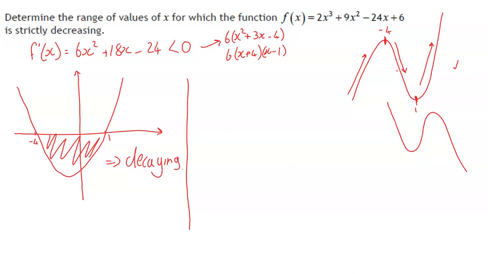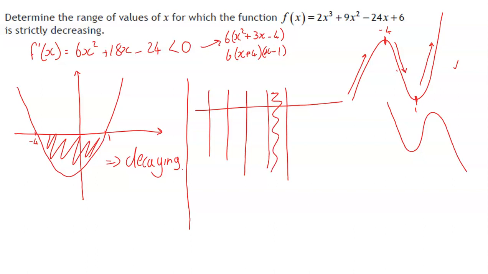Another way I could show it is by using a nature table. So you could imagine I've got my nature table here. Now normally we'd use this for turning points and calculating the nature of the turning points. Same idea here as well. So I've set up my nature table with my 2 turning points here. So I've got negative 4 and I've got 1. I've got my line for my derivative f dashed of x, and I've got what the graph looks like and my value for x.